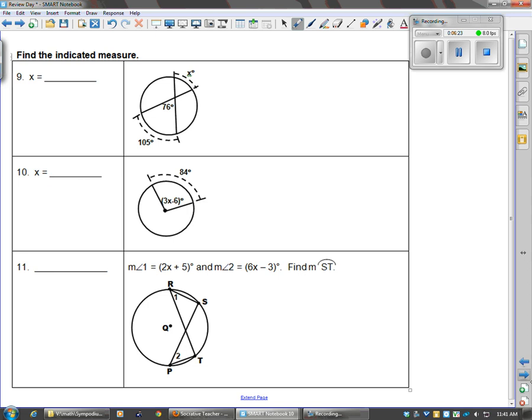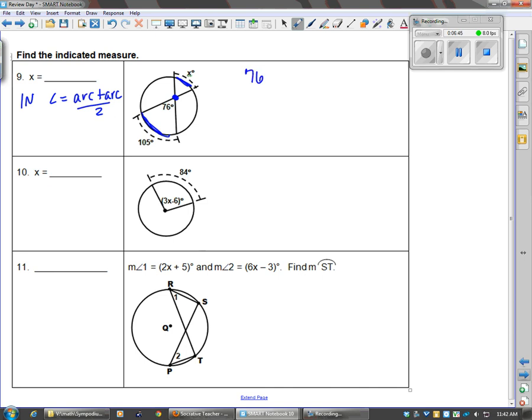Number 9, vertex is not at the center, it's inside the circle, so the angle equals arc plus arc divided by 2. Okay, here are my 2 arcs. The angle is 76, so be careful. So many people will do 105 plus 76 divided by 2, and they think they got the answer, and I promise that'll be an answer choice. Pay attention to the formula.